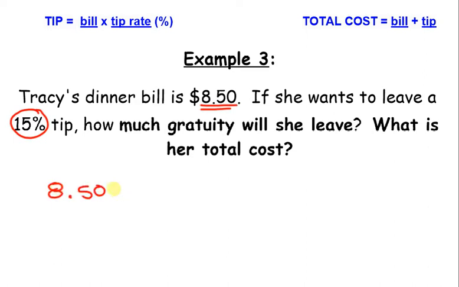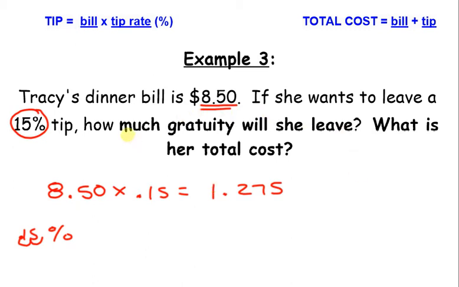We have $8.50 times, now we're going to do the 15%, and we need to move the decimal point back 2 spots, so it's going to be times 0.15. Go ahead and put that in your calculator, and you should get 1.275. Okay?